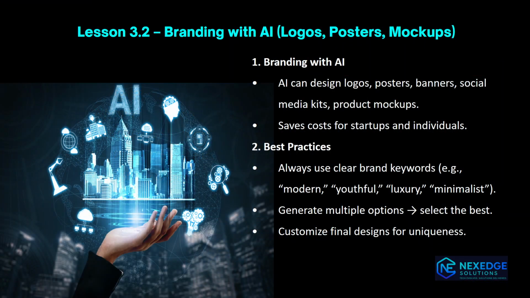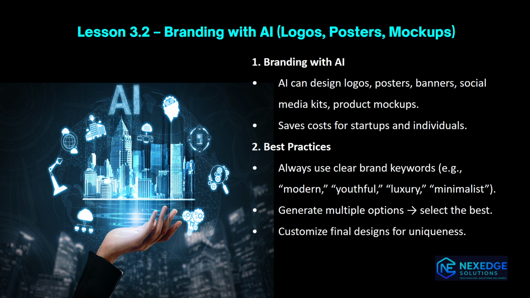Going forward to lesson 3.2, which will be talking about branding with AI. Branding with AI, what are we branding? We are branding logos, posters, mockups. AI can design logos, posters, banners, social media kits, and also product mockups. And this saves cost for startups and individuals. So these are what you can do with AI when it comes to branding.